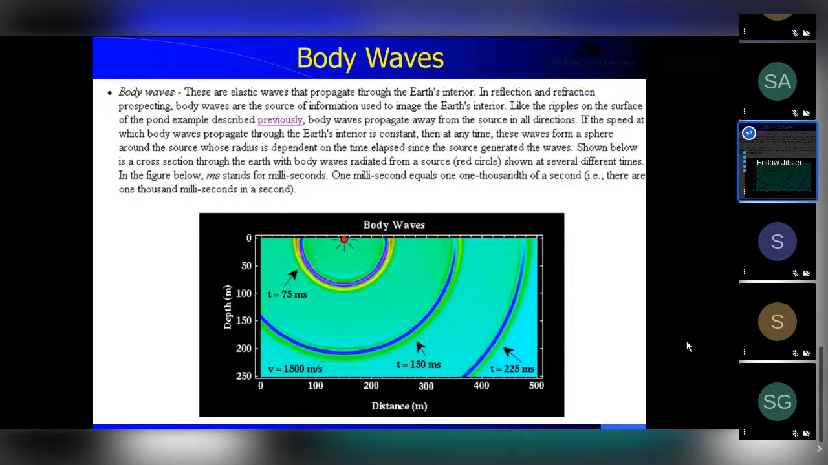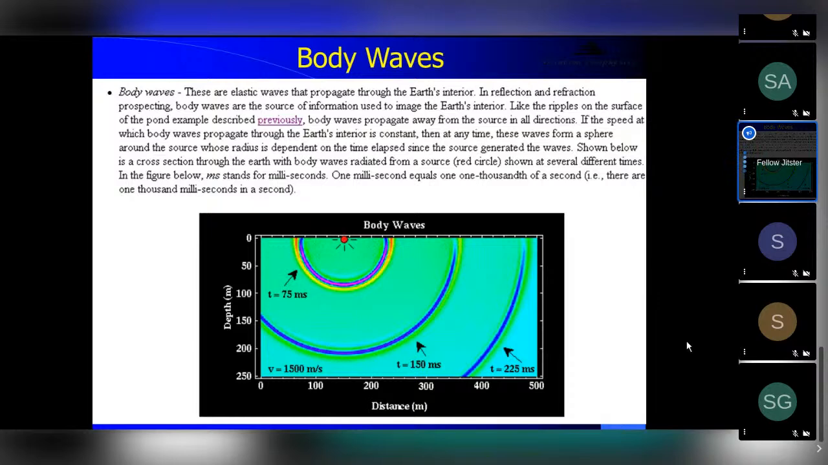Like the ripples on the surface of a pond, body waves propagate away from the source in all directions. Just like if you throw a stone in a pond, what do you see? You see waves going from the disturbance point towards the ends of the lake or the ends of the sea or the end of the river, whatever it is, right?